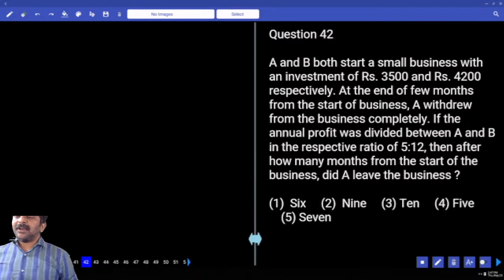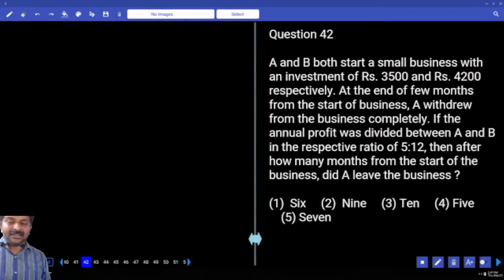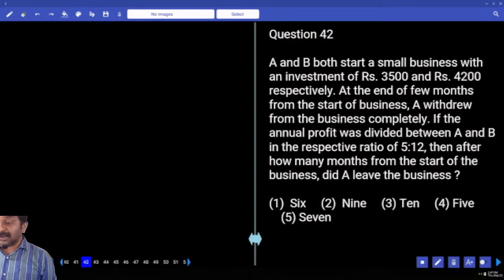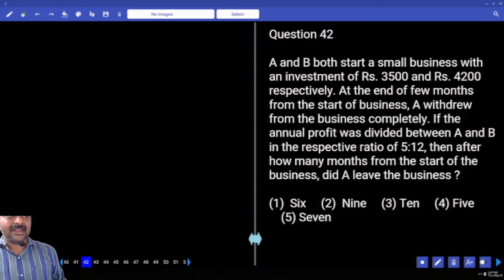A and B both start a small business with an investment of 3,500 and 4,200 respectively. After a few months from the start of the business, A withdraws from the business completely. If the annual profit was divided between A and B in the respective ratio 5:12, then after how many months from the start of the business did A leave the business?